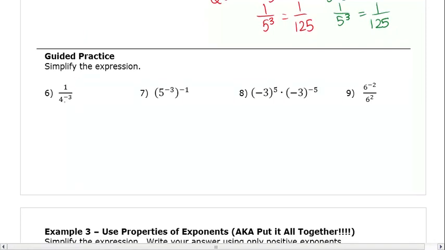Number 6, 1 over 4 to the negative third. We're just going to pull it up out of the denominator. So it's going to be 4 to the positive third, and that equals 64. Number 7, I'm going to apply my power of a power. There's multiple ways to do this, but I'm looking at this and saying power of a power. So negative 3 times negative 1 is a positive 3. So that would just equal 125.